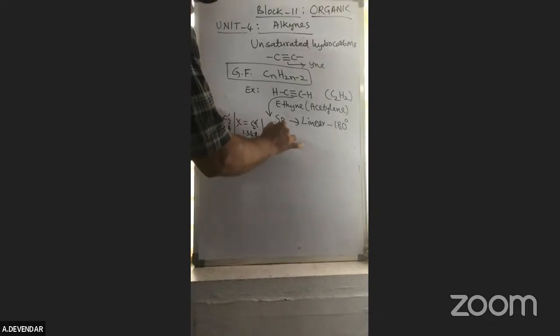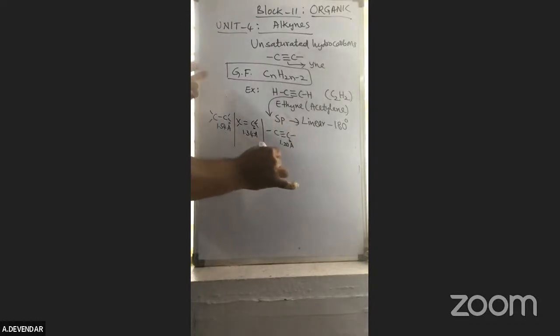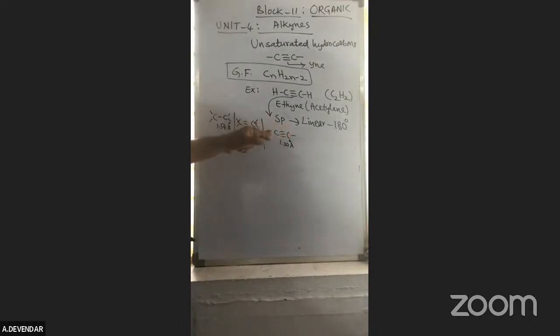Coming to the carbon-carbon triple bond, this bond length is 1.2 angstroms. The bond length between the carbon and carbon is 1.2. If you compare, single bond length is 1.54, double bond length is 1.34, and triple bond length is 1.2.